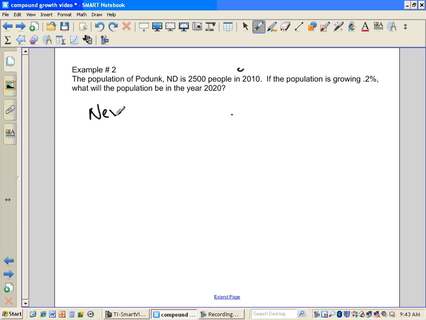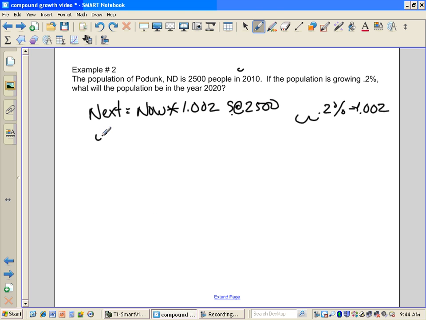Let's do a couple of equations. Next equals now times. Now, if we take 0.2%, I still need to move my decimal over 2 places. So it's going to be 0.002 in this case. And then I'm going to add that 1 in front. So it's going to be times 1.002, starting at 2,500 people, or y equals 2,500 times 1.002 raised to the x power.